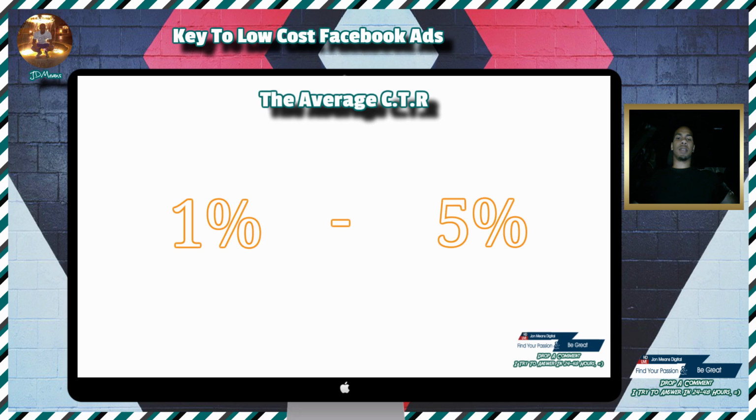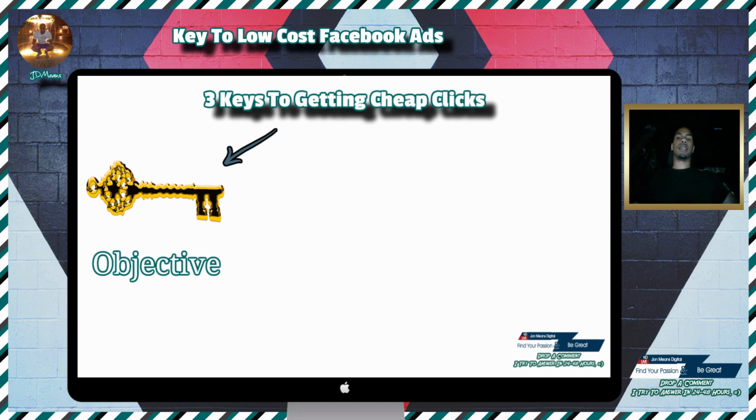So the average click-through rate is about 1% to 5%. You can gauge between these two numbers, and pay attention to these numbers because they matter, and this is one of the metrics you want to look for. Most of the time you want to look for the unique click-through rate, or the unique cost per click to the link, because Facebook will automatically give you the cost per click, but it will have "all" in parentheses, which means it's tracking basically everything and averaging all the clicks in, and they could be coming from anywhere. So you want to look at the unique clicks to gauge which ad is performing the best. So here are the 3 keys to getting cheap clicks.